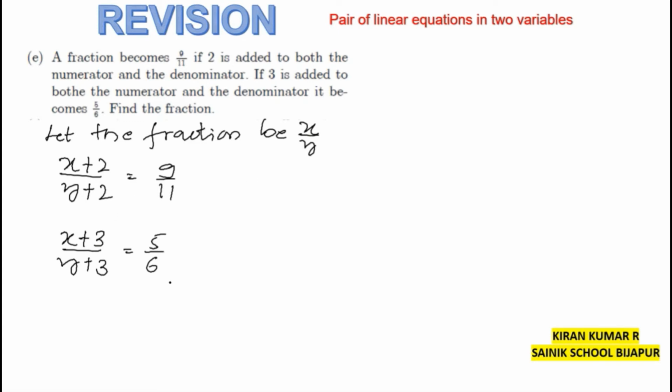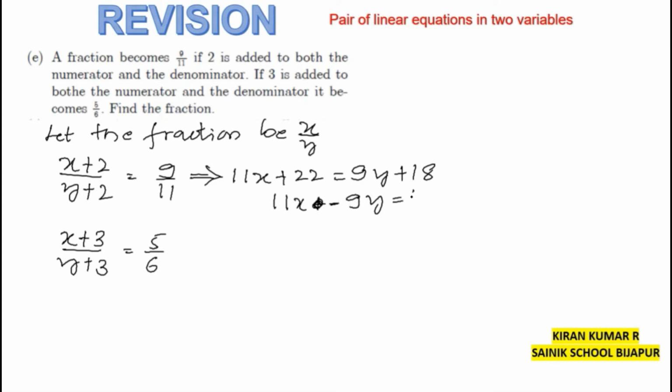Now we have to simplify these two equations. Let me cross multiply. It becomes 11x plus 22 equal to 9y plus 18. Further, when you simplify, we'll be getting 11x minus 9y equal to 4. Let this be equation 1. From this second set, we have 6x plus 18 equal to 5y plus 15.